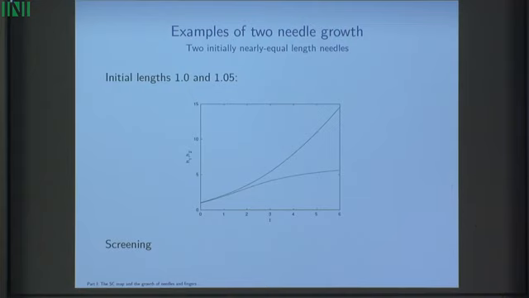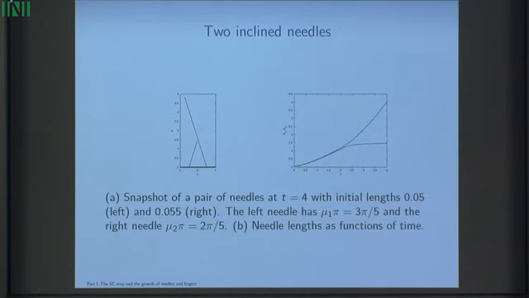And really, that's something we call screening. The longer fingers suck up more of the flux from infinity, and the smaller finger in the shadow zone of the larger finger really doesn't get fed. It stops growing. And that screening is also evident in this particular problem.